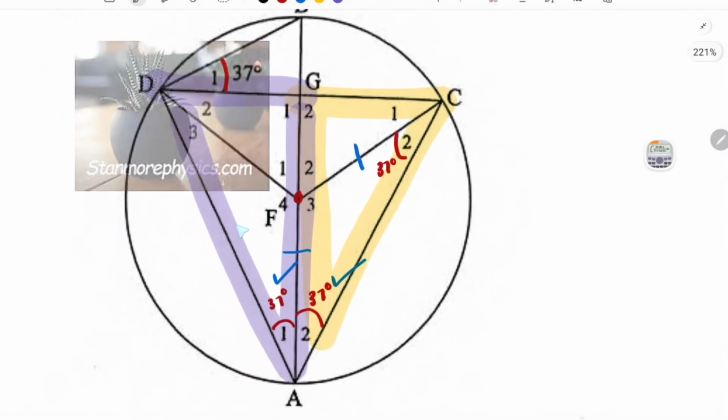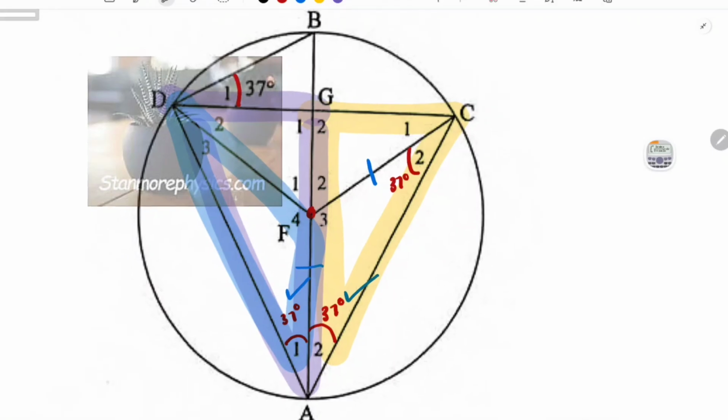Do you also notice that here we have another triangle? We have a little triangle here, and it's made up of FD, which is a radius, and FA, which is a radius. So angle A1 must also be equal to angle D3 because this is an isosceles triangle. So we can start off there. Let's go ahead and do that.